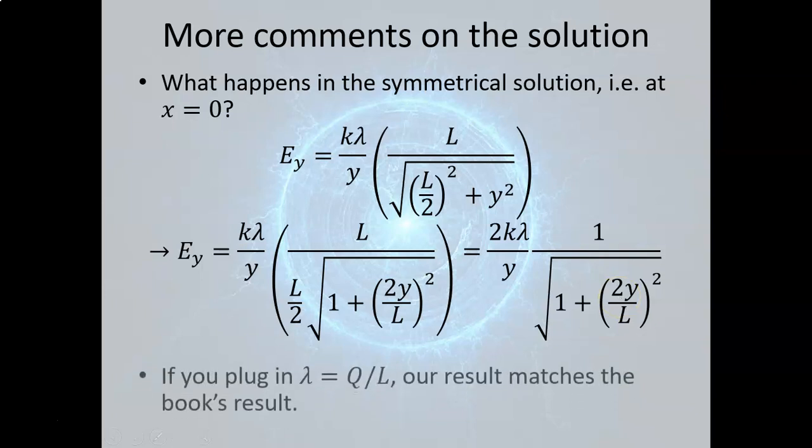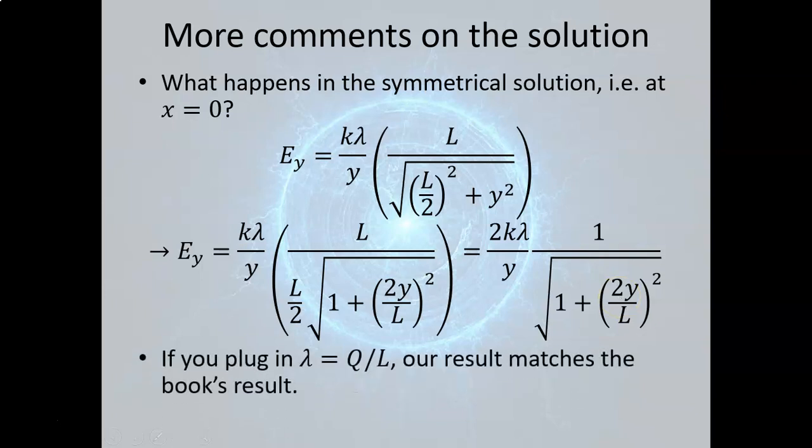Well, in that case, first of all, this matches the actual result that's in the textbook when you plug in what lambda is. Second of all, you can see that in the limit as y becomes much greater than L, the E sub y term goes to 2k lambda over y, which is another known result. It's a result that we will get again in the next unit when we discuss Gauss's law.